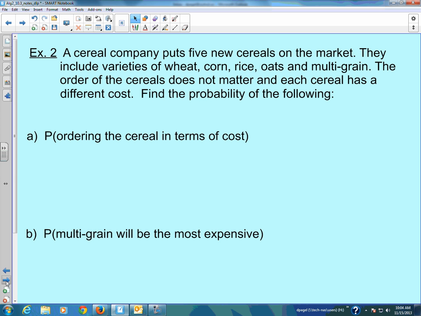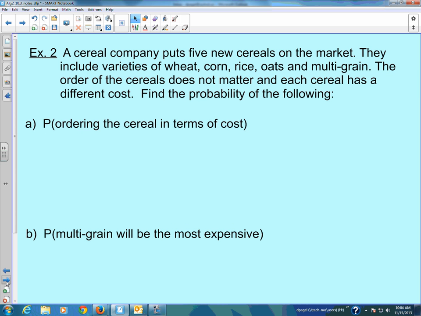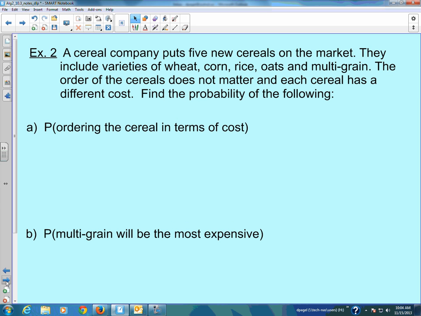In this next example, a cereal company is putting 5 new cereals on the market. They include a variety of wheat, corn, rice, oats, and multigrain. The order of the cereals does not matter, and each cereal has a different cost. Find the probability of the following situation. One of the things noted in the statement is that the order of our cereals isn't important here.